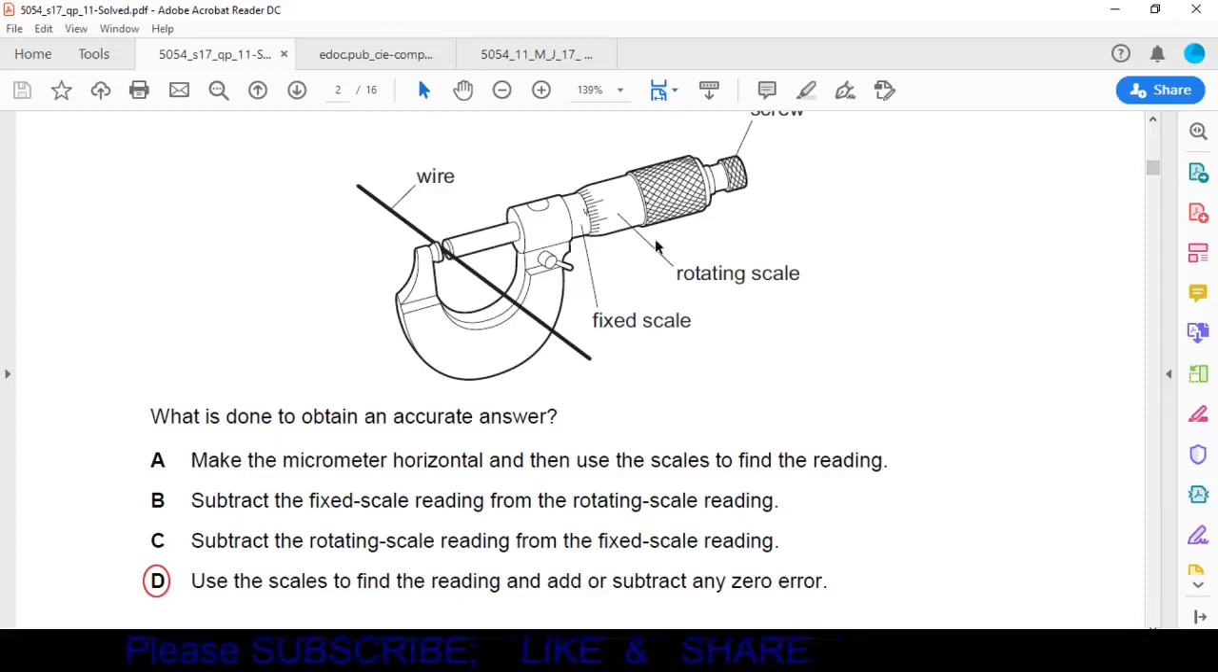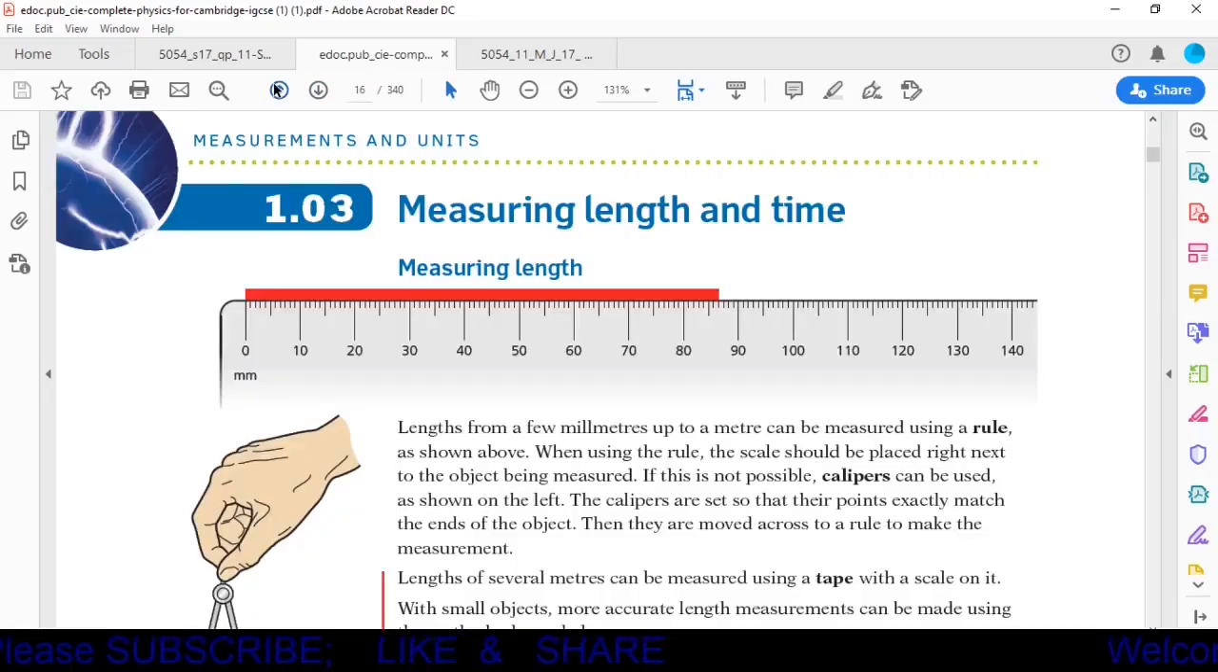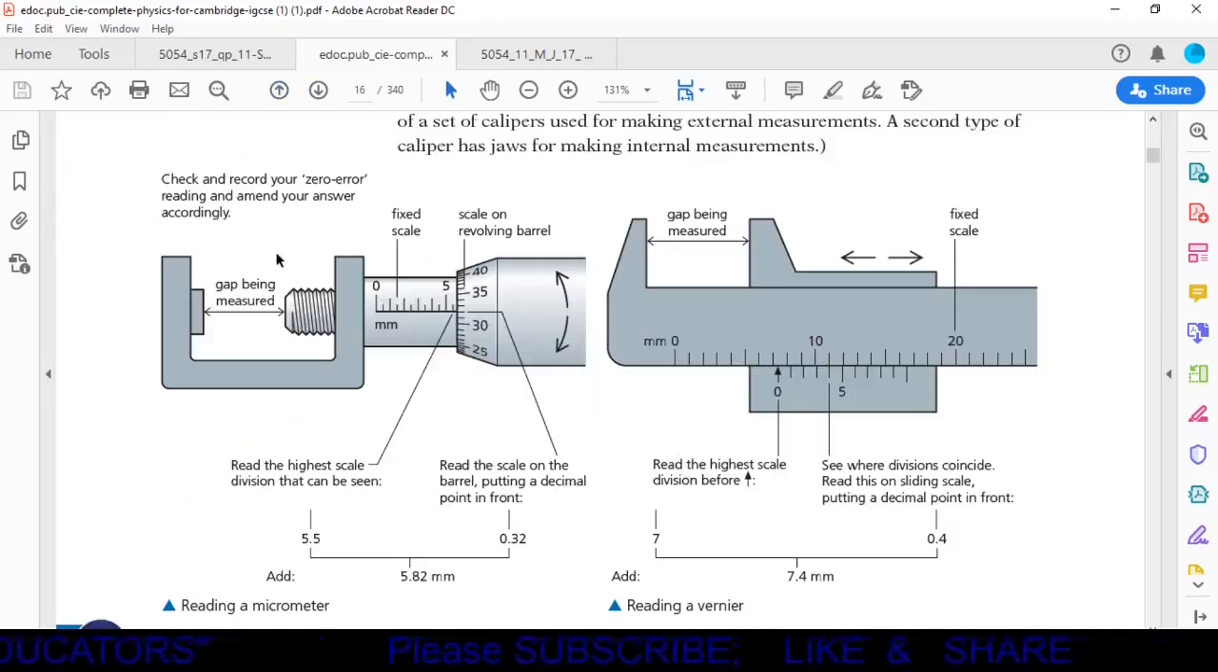Okay, here we have a micrometer. Here it is called fixed scale or main scale and it is called rotating scale. Okay, it is better we check here. Here we have a micrometer. In the micrometer, before taking the reading, first we should check whether there is an error or not, and that error is known as zero error. How do we have to calculate the zero error?